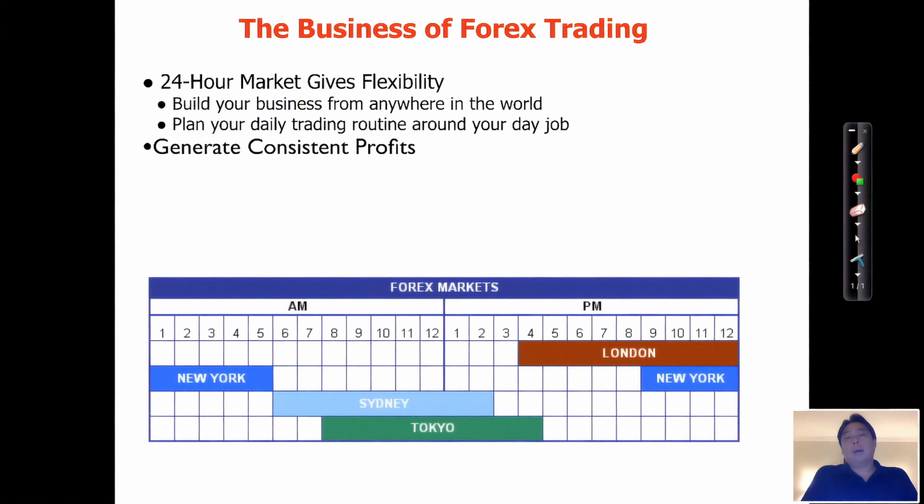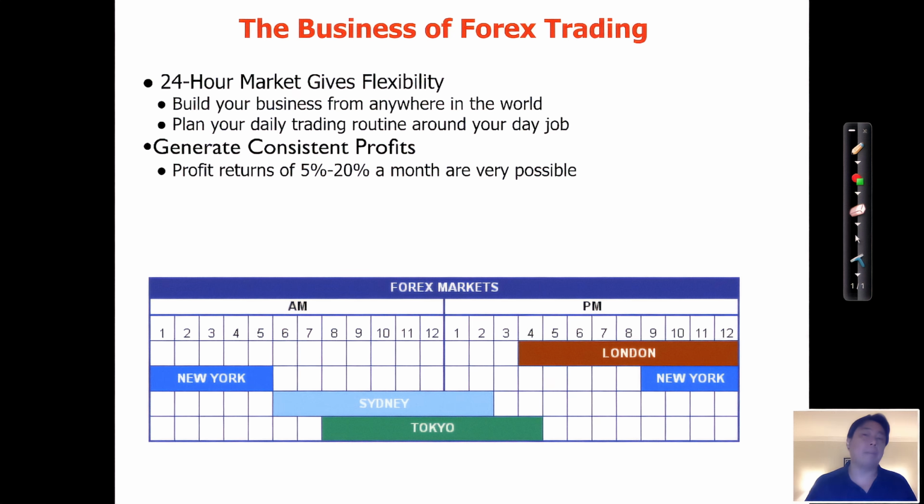Next, the business of Forex trading allows you to generate consistent profits once you master this skill, okay? So profit returns of 5% to 20% a month are very possible. In fact, that's pretty common among successful Forex traders. Now, some of you may think, but currencies don't move 5 to 20% a month. So how do you make 5 to 20% a month? And the answer is through leverage.